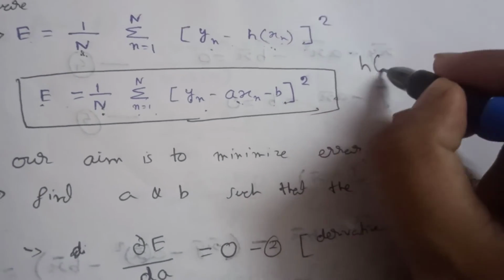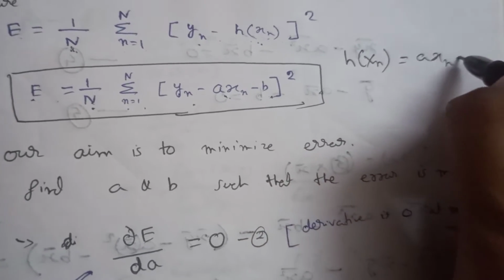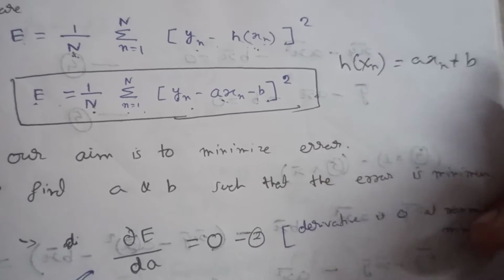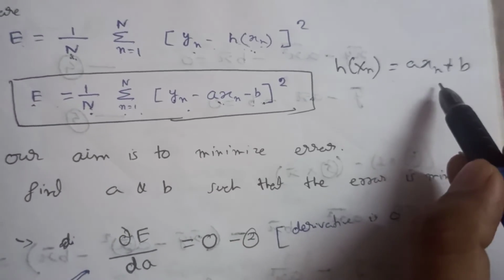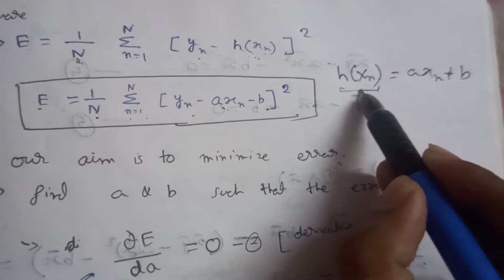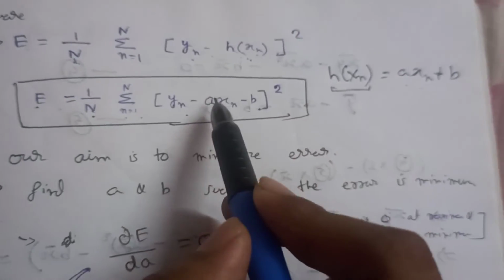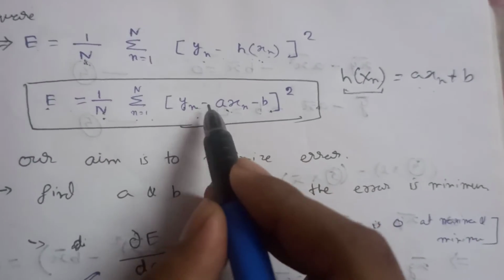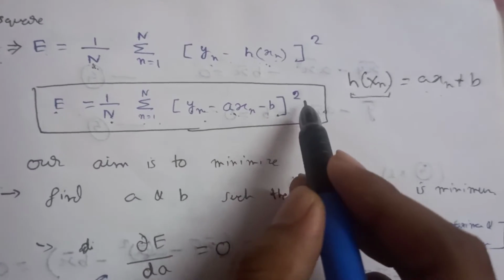Where does that axn minus b come from? I have already written on my previous page that h of xn is axn plus b. That is the formula of a linear equation, and our function is a linear function. We already know that, so that's why I have written it as axn plus b. So the negative of axn plus b becomes minus axn minus b. So yn minus axn minus b, that whole squared.